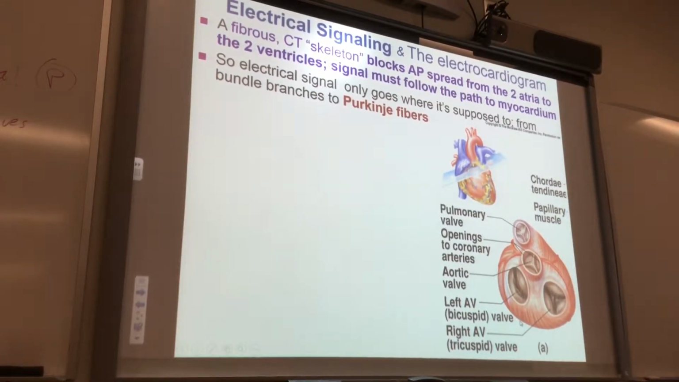No, so we're talking about the electrical system. What I'm saying is, if you want to get an electrical signal from the SA node, living in the atria, to contract the ventricles, you have to follow the electrical signaling pathway, which is the SA node, AV node, interventricular bundle of His, right and left bundle branches, Purkinje fibers. If you are a signal from the SA node, you can only get to the ventricles through that pathway. Why is that?